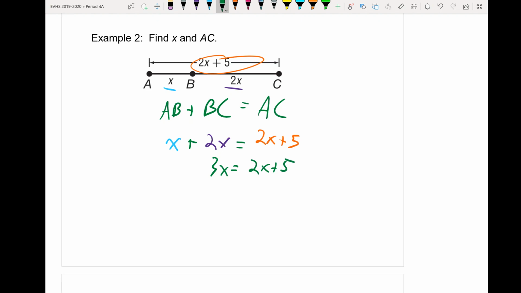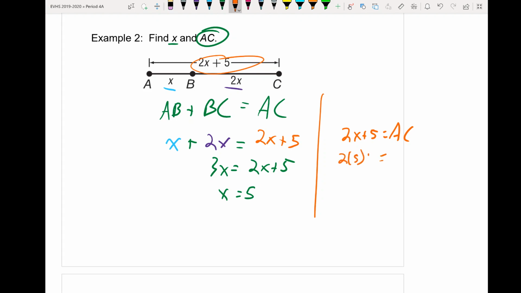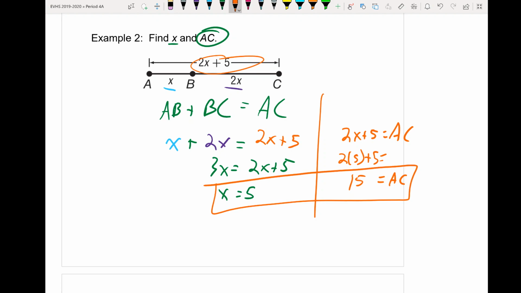Now what? Subtract 2X on both sides gives me X equals 5. And I got X. Am I done? No, because I've only answered half the problem. It's asking me for both X and the distance from A to C. So let's plug it into the right place. AC was that one I highlighted in orange. 2X plus 5 equals AC. So that's 2 times 5 plus 5, which gives me 15 equals AC. And there are my two answers.